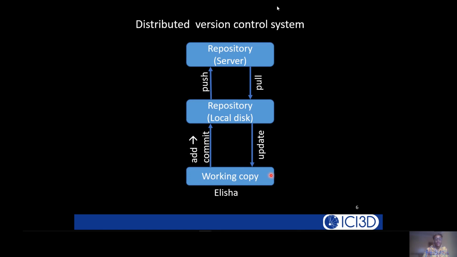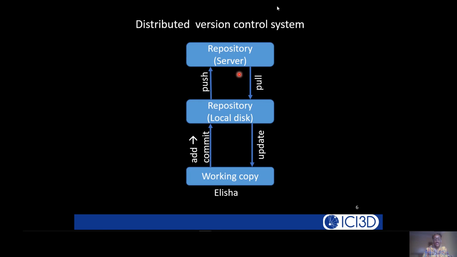Elisha has a copy on his laptop. Elisha does some work on his copy, then he decides, I need to actually move this to save the work that I've done. Then he saves the work, and then he does git add on the work, and then he commits the work. In that case, the work is now on the local disk. Elisha now needs to take the work to the server so that the other people will have access to it. So in that case, Elisha will git push, and then the work will be moved to the server.